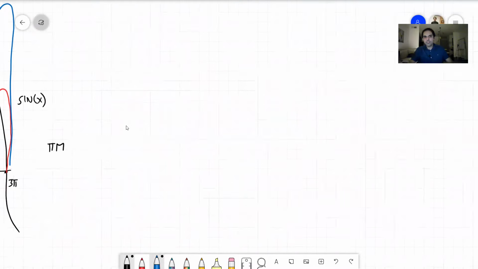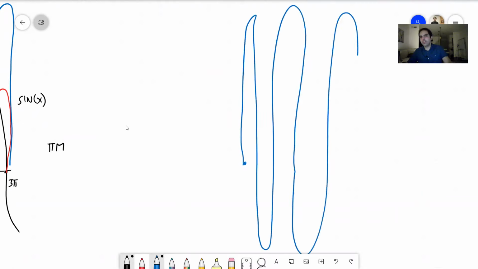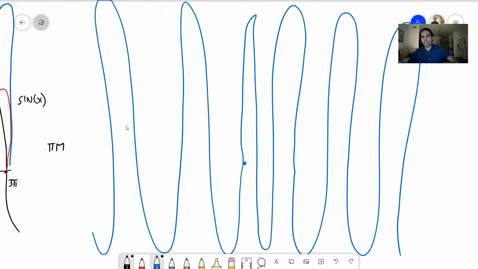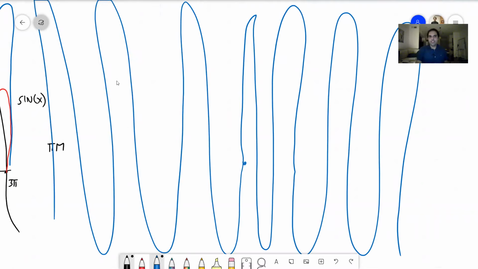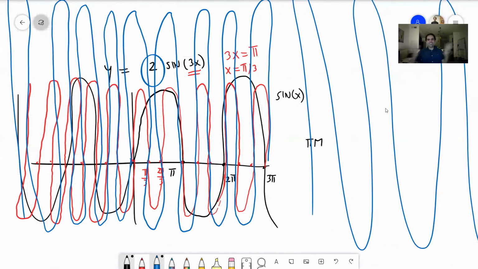So again, what it looks like, it's like sine, except 3 times as fast and 2 times as high. So kind of looks like this. 1, 2, 3. 1, 2, 3. Kind of like that. All right, anyway, I hope I was able to convince you again. It's compressed 3 times, and it goes up by a factor of 2.